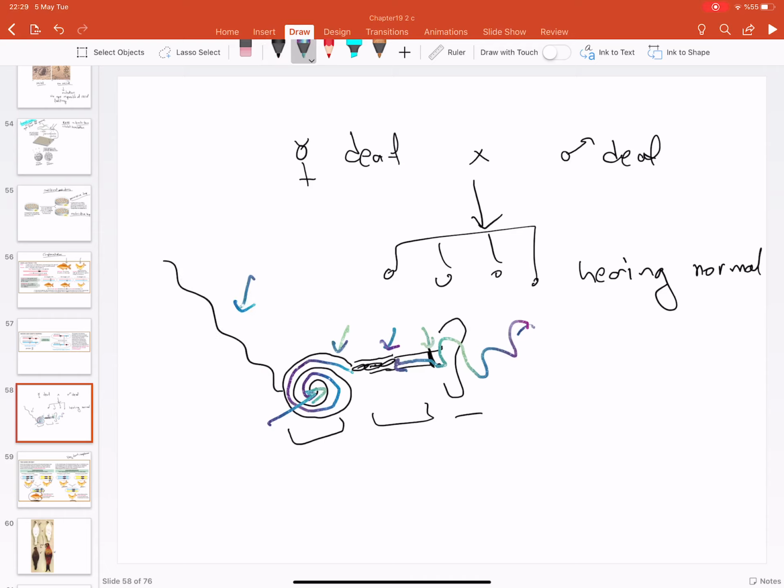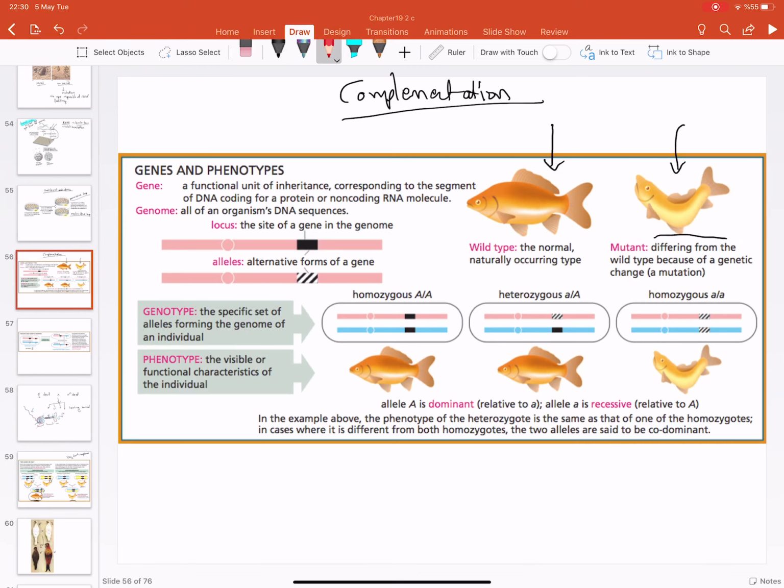So maybe their mother is deaf because there is a mutation here in the membrane, and their father is deaf because there is a mutation here affecting the structure. Because the children are heterozygous for both genes, these two alleles are complementing each other, so they don't belong to the same gene. Simple.